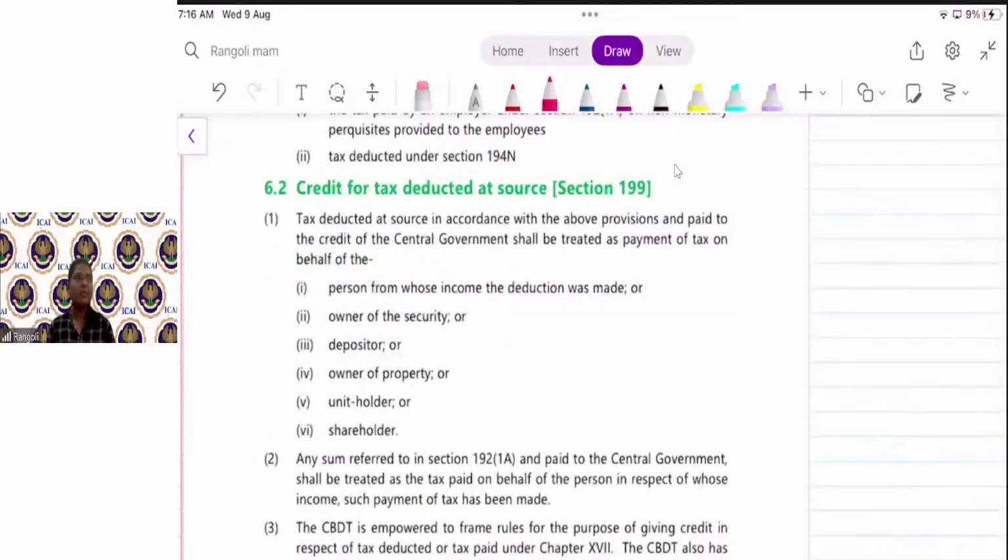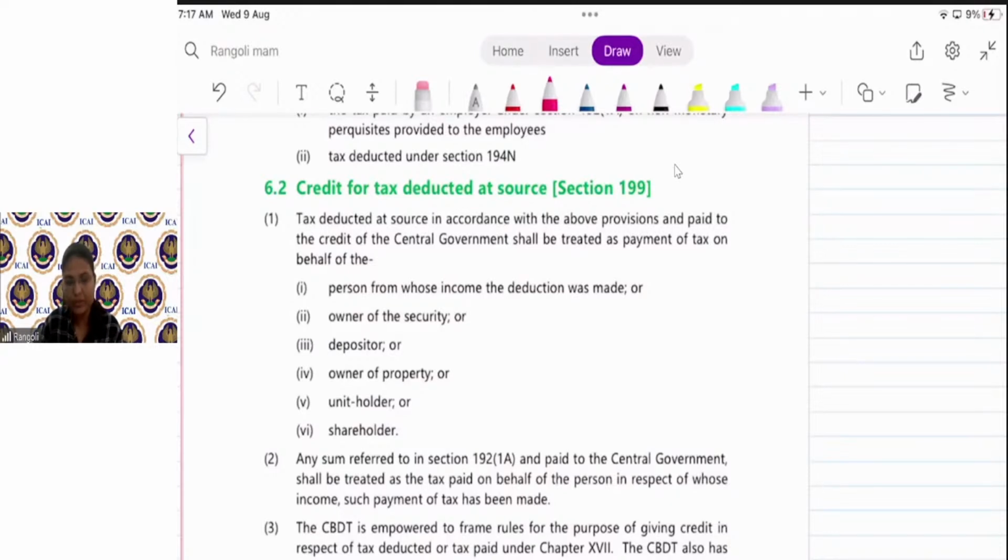Now, say for example, XYZ firm has deducted TDS on my behalf. Now, how will I get to know that XYZ has deducted TDS and deposited the same to the government? For that, there is an online mechanism and the payer needs to provide a certificate to the payee that on this much amount we have deducted TDS under this section and deposited to the government. Okay. So tax deducted at source in accordance with the above provision and paid to the credit of central government shall be treated as payment of tax on behalf of the person from whose income the deduction was made. So it is tax deposited on my behalf.